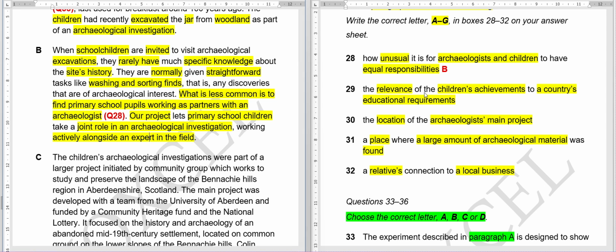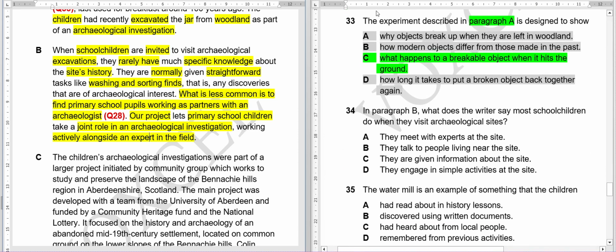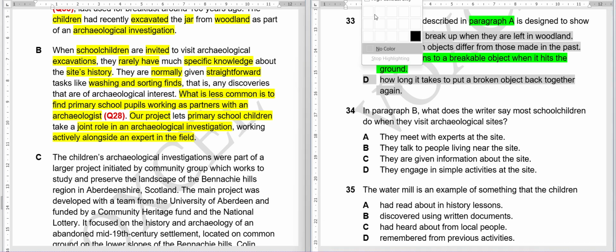So let's see if somebody has marked any other option, and why that is not our answer. 29th cannot be our answer because there is no mention of educational requirements and children's achievement. 30th, there is no mention of any main project or the location of that particular thing. There is no mention of finding a lot of evidence, and there is no mention of relative. So these options cannot be our answer. So for 34th, we know that this is our answer.